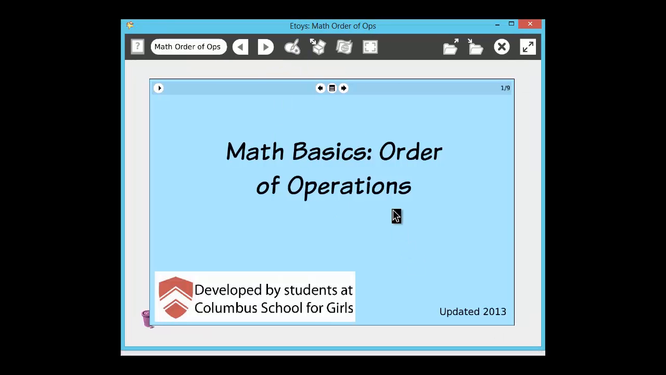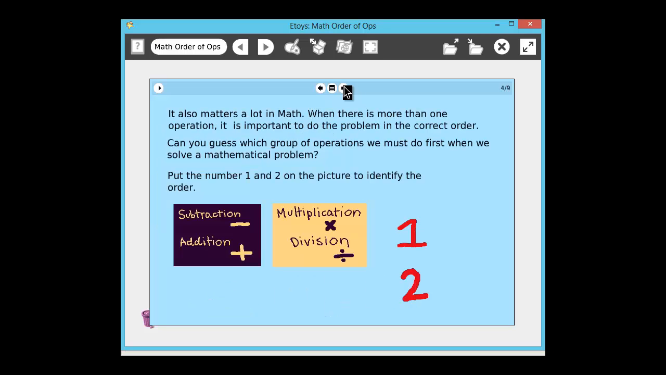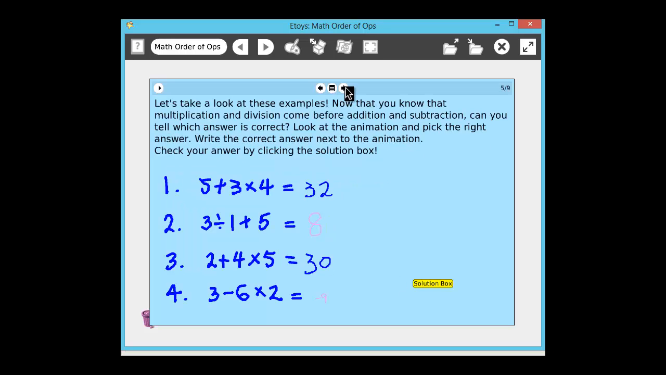In our final lesson, which is order of operations, it's a little bit more complicated because you have multiple steps in each problem. In this lesson, we're trying to put this in context of what the students have already experienced, which is, what do you do first? Do you brush your teeth first? Do you drive first? Do you arrive at school first? If you do these out of order, it doesn't really quite make sense. So we explain to them that subtraction and addition comes after multiplication and division, and then again we give them lots of practice.